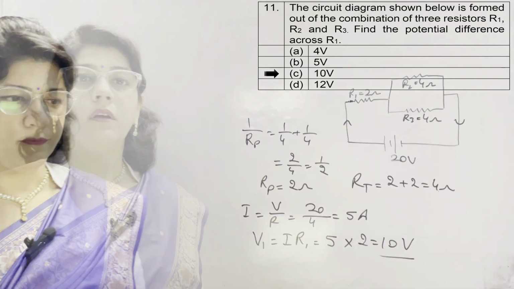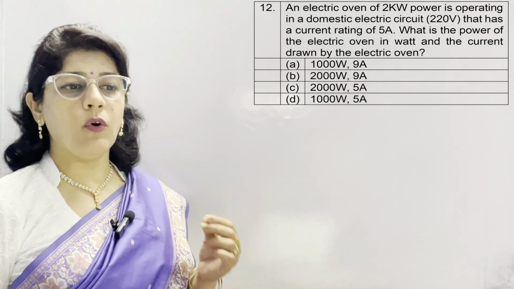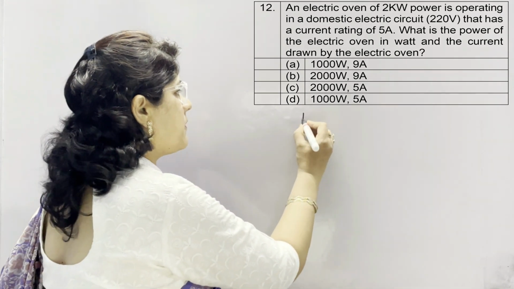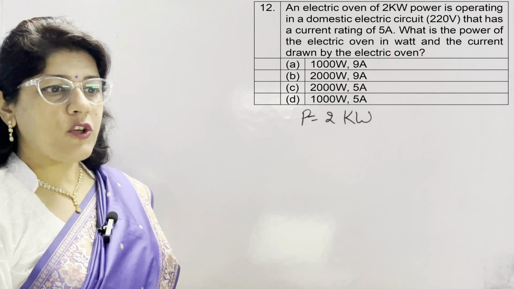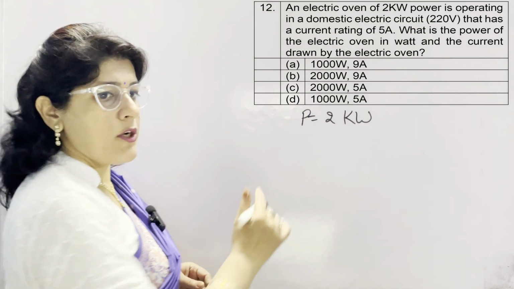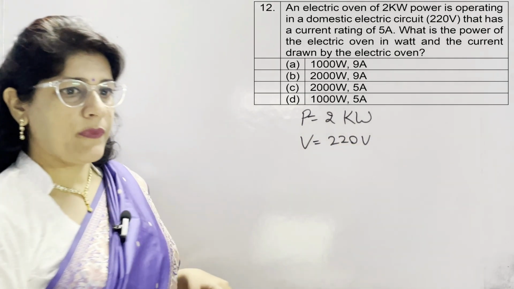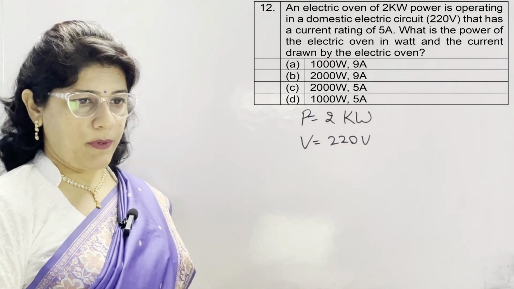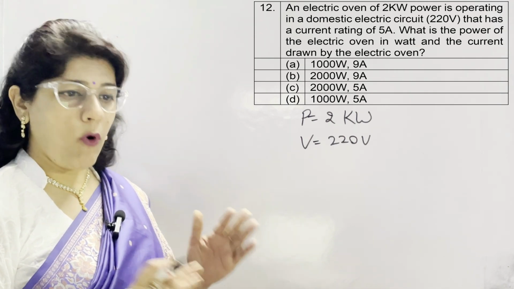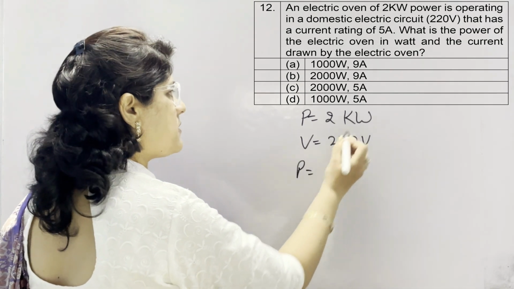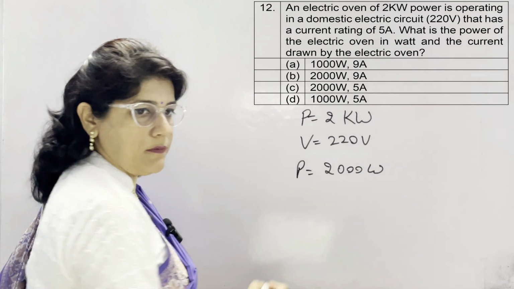In question number 12, an electric oven of 2 kilowatt power is operating in a domestic electric circuit. Voltage is given as 220 volt, that has a current rating of 5 ampere. This is the domestic current rating. What is the power of the electric oven in watt? So power in watt, it means 2 kilo. Kilo means 3 zeros, 2000 watt.